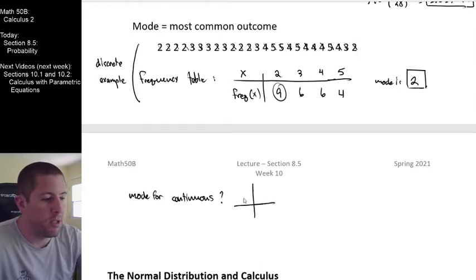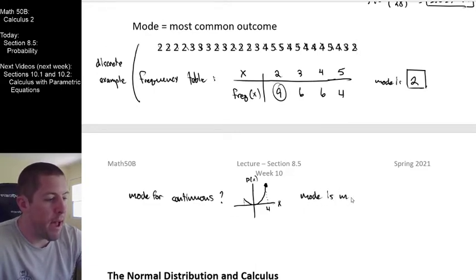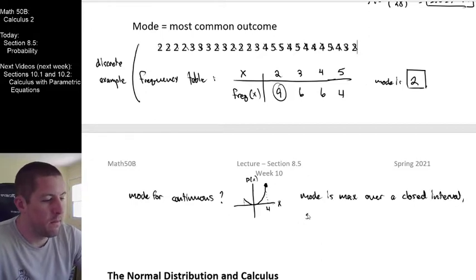Mode for a continuous distribution, well, the one that we've been looking at here looks like this. And I would say to you, given that the y-axis measures probability, right? That's our f of x axis right there. It seems like 4 is the value that has associated with it the most probability. So mode here is the max over a closed interval, so either where f prime of x equals 0 or x equals a or b.